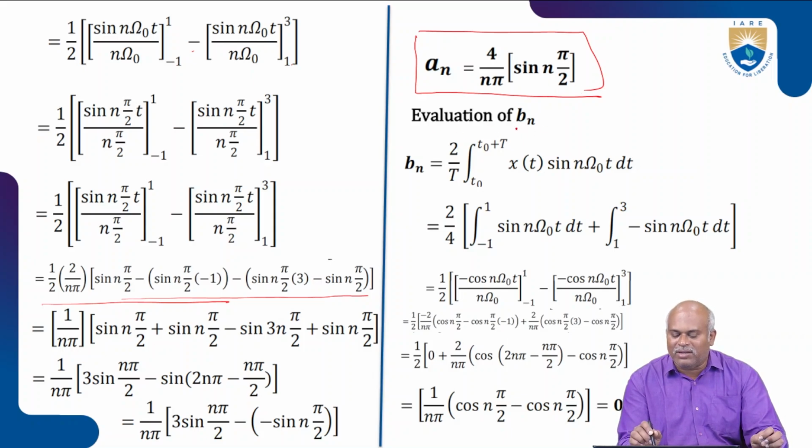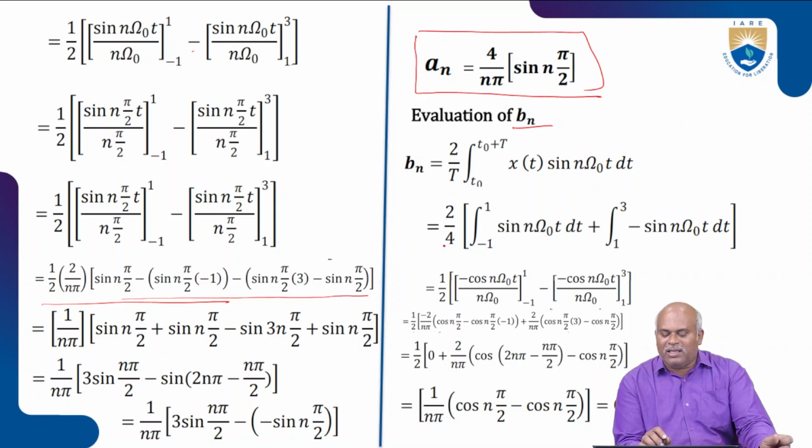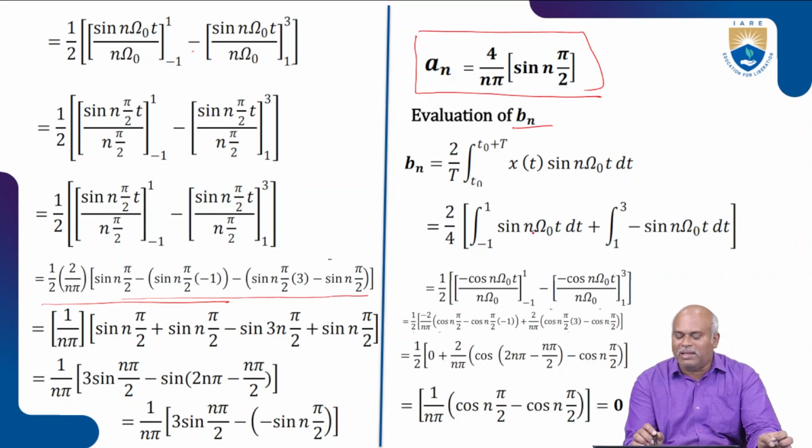Then we should evaluate the B of n in the same condition we took. The formula B of n equal to 2 by T, t0 to t0 plus T, x of t sin n omega 0 t dt. Then substitute for both the limits, the condition minus 1 to plus 1 as well as 1 to 3. Then integrate and substitute the interval. Finally we got B of n equal to 0.